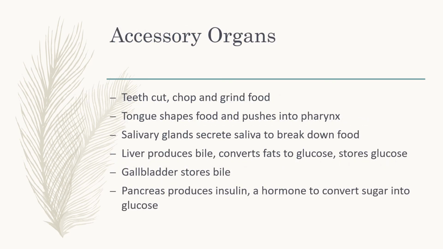Your accessory organs are going to be your teeth. They cut, chop, and grind your food. Your tongue is going to shape it up and push it down into the pharynx. Your salivary glands secrete saliva or spit to break down your food. Your liver produces bile. It converts fats into glucose and it stores the glucose also. Your gallbladder stores the bile that the liver produces. And the pancreas produces insulin, a hormone that converts sugar into glucose.